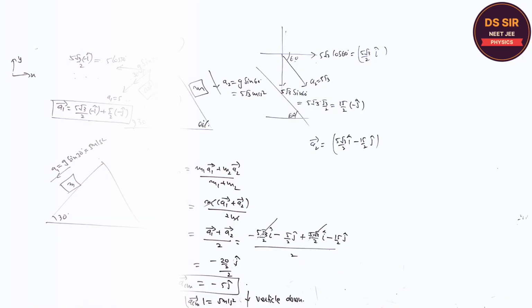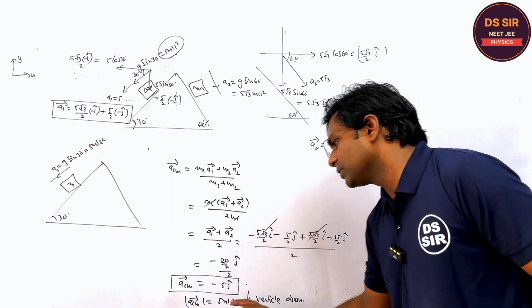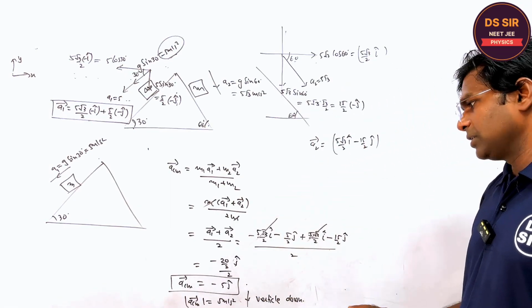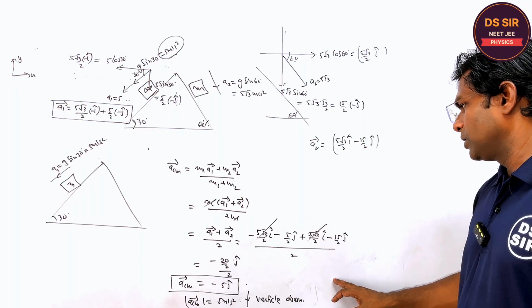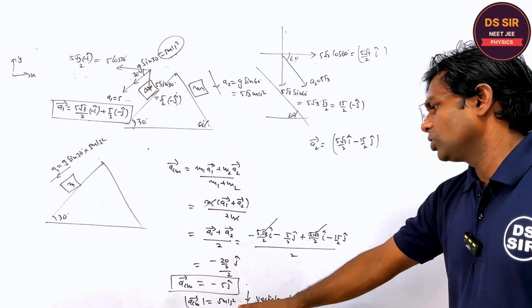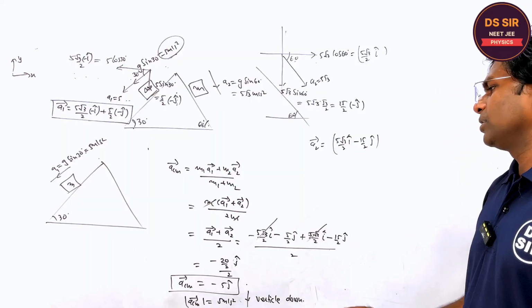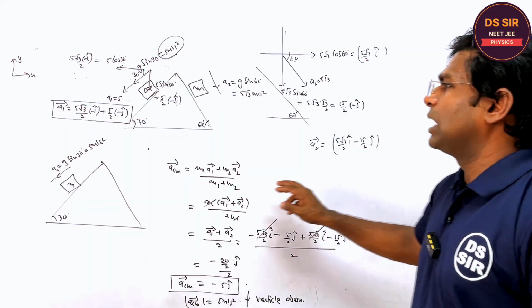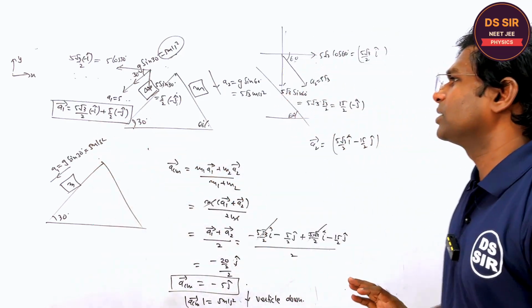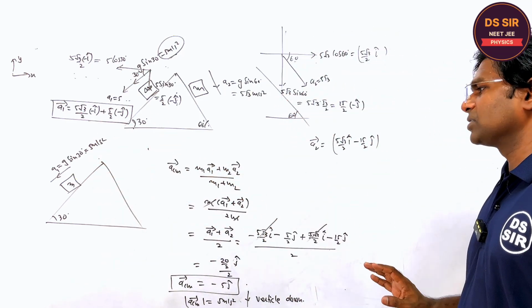Copy this. Repeat your question, please. The final acceleration of the system you are getting is 5 root 3 j cap minus 5 i cap divided by 2. No. There is some mistake in your solution somewhere. Check your answer. A1 is correct, and A2 is correct. Please tell me first.